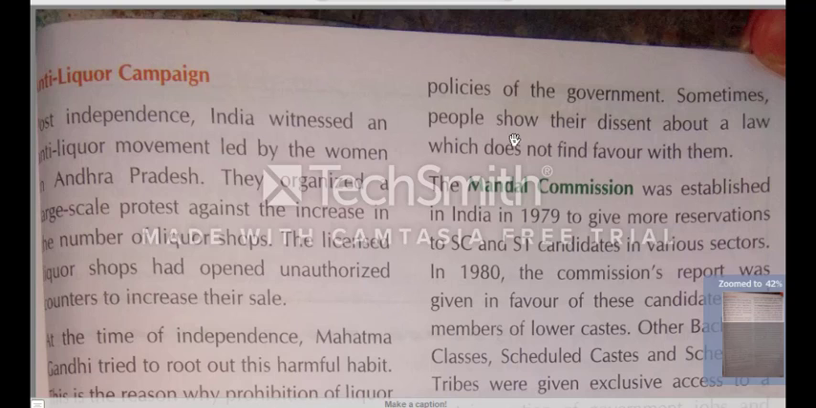Sometimes people show their dissent about a law which does not find favor with them. Many times when people disagree, they show their dissent in different kinds. In how many kinds? Dissent is divided in two types. In how many ways can you show dissent? In a constructive way, and second is a destructive way, which we have seen before.